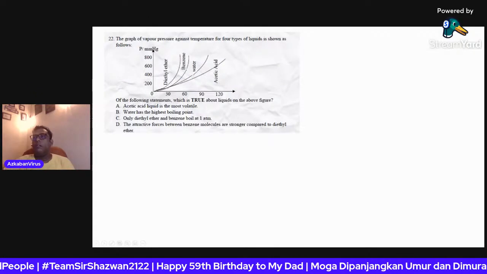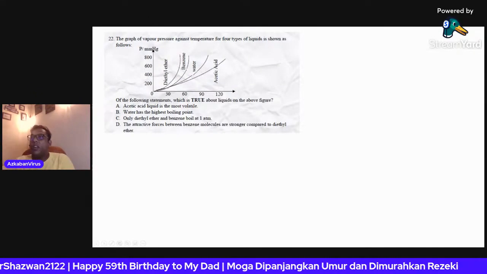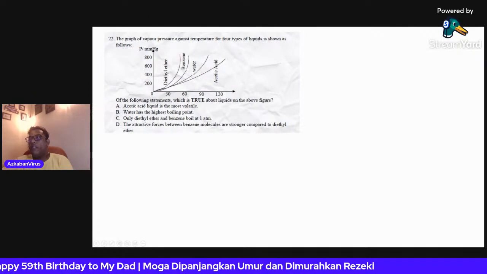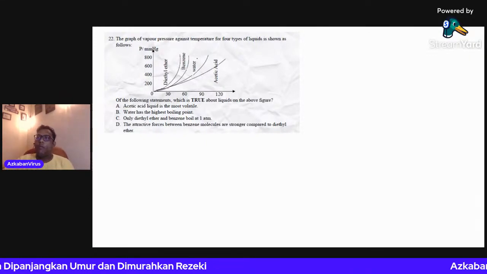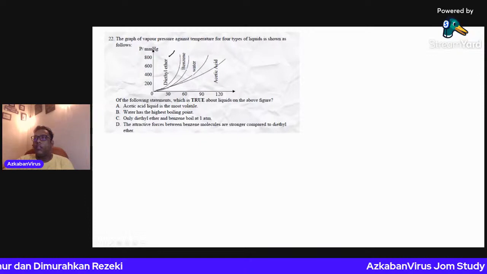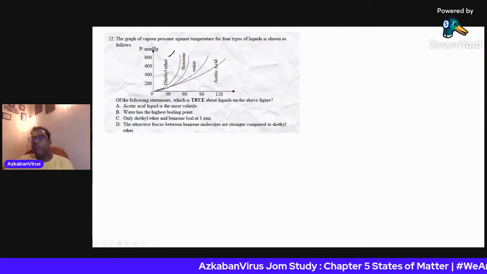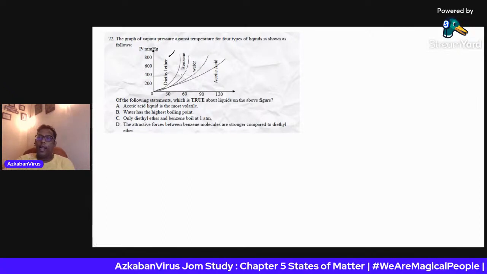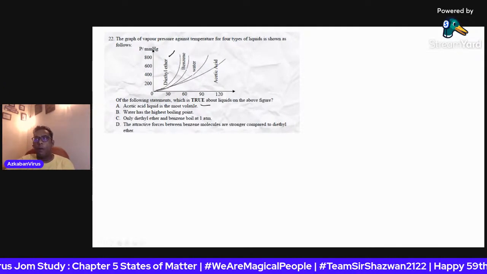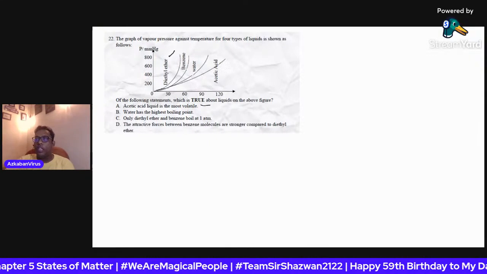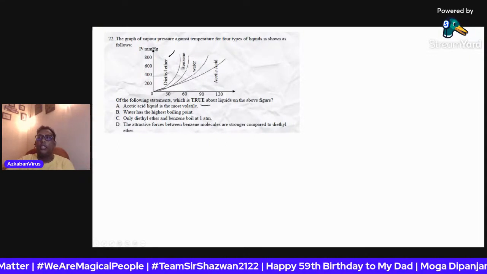Soalan 22. Malu lukis je. The graph of vapor pressure against 4 different type of liquid. Dapati bahawa yang paling mudah meruap adalah diethyl ether, paling susah meruap adalah acetic acid. Okay, of the following, which one is true about the above figure? Acetic acid is the most volatile. Most volatile bermaksud mudah meruap. Salah. You perlu temperature yang tinggi untuk dapat vapor pressure yang tinggi.